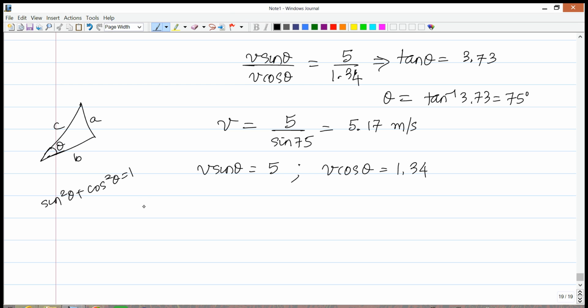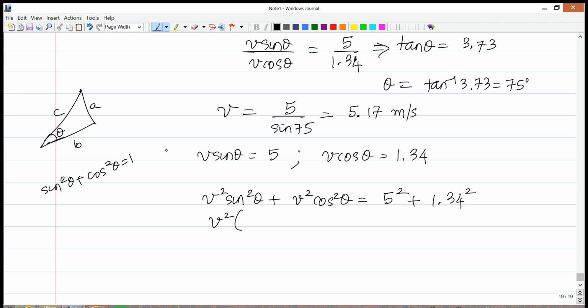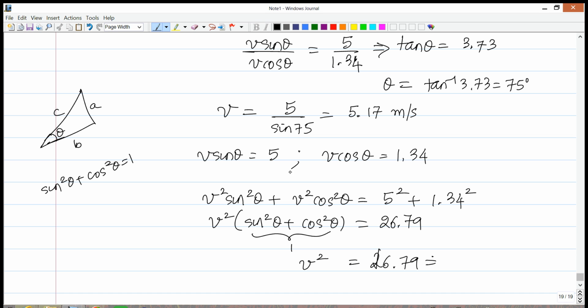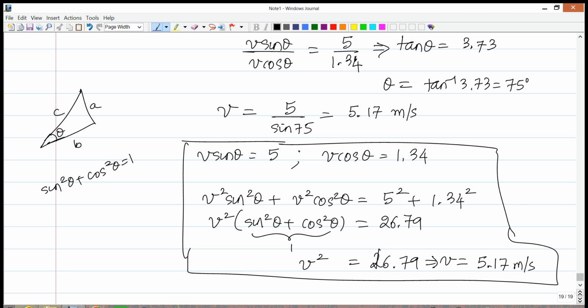Anyway, we'll use this identity, and what we'll do is we'll square each of these sides. So we'll have V squared sine squared theta, and then we'll add V squared cosine squared theta to it, and we'll square their respective right hand side. So 5 squared plus 1.34 squared. Okay, and when you do this, what you get is V squared times sine squared theta plus cosine squared theta, and this is approximately equal to 26.79, and you see all this ends up being 1, so we get V squared is equal to 26.79, and this implies V equals the square root of 26.79, which happens to be about 5.17 meters per second. So it's just another way of doing it, and once you get V, you can go ahead and find theta. Okay, something to keep in mind. This is just an alternate way of solving these two equations. Alright, so that's it for this glancing collision problem.